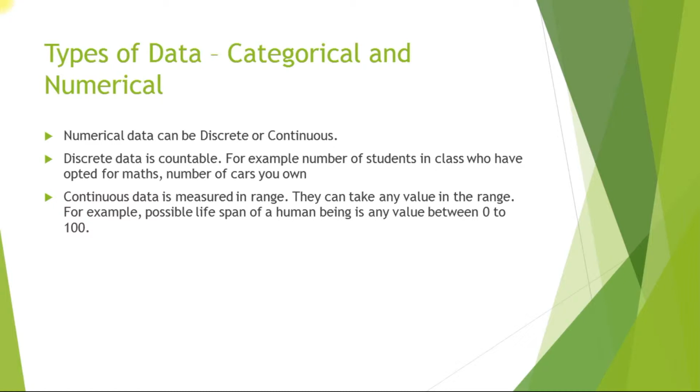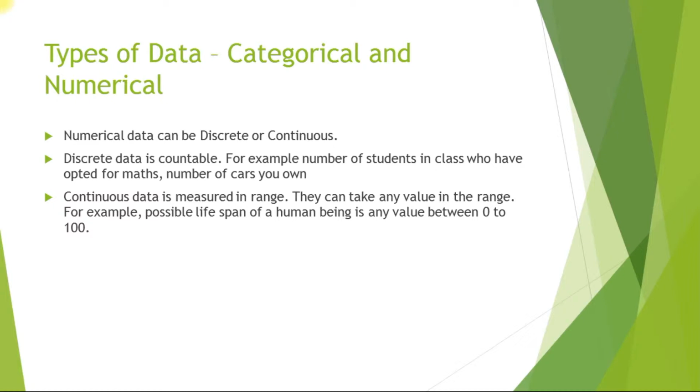Okay. So what is continuous data? Continuous data is measured in a range and it can take any possible value in that range. So let us try to understand by taking an example of the lifespan of a human being. A lifespan of a human being can vary between 0 to 100.